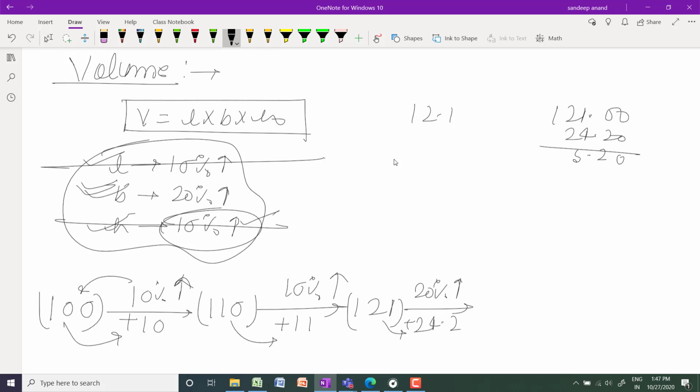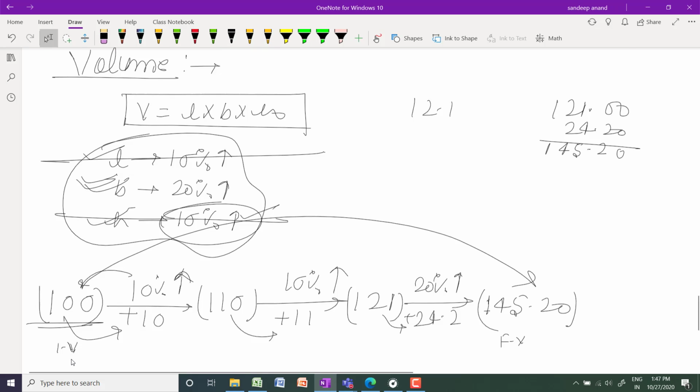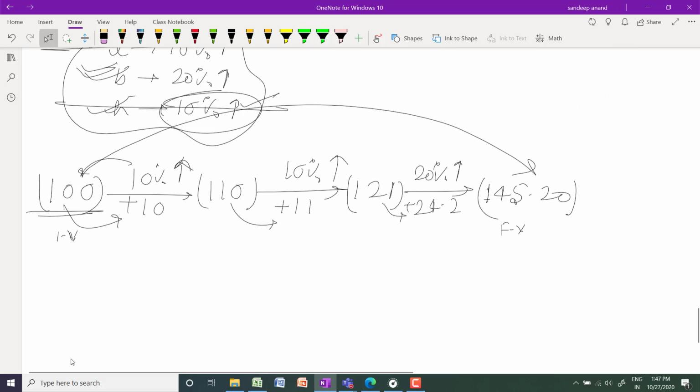Once you add, what will you get? You will get 145.20. Now check the result. This is my final value. This is my initial value. Since the base is 100, you need not calculate; simply take the difference. 100 and this is 145.2. So what is the difference of 145.2 with 100? 45.20. Since this value is higher than 100, it means this much percentage increase in volume.